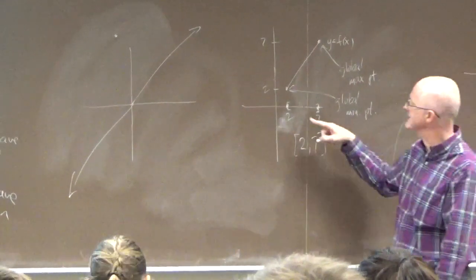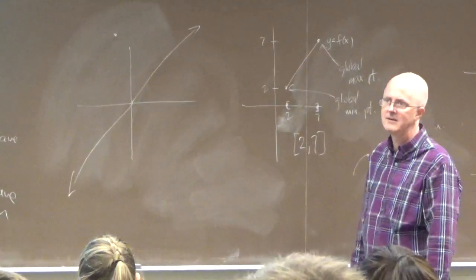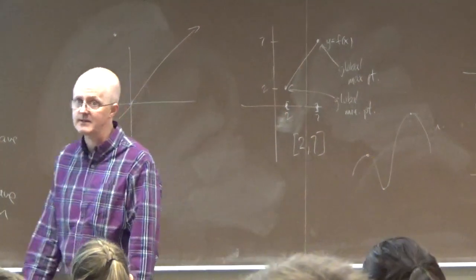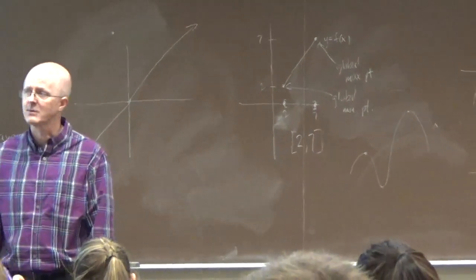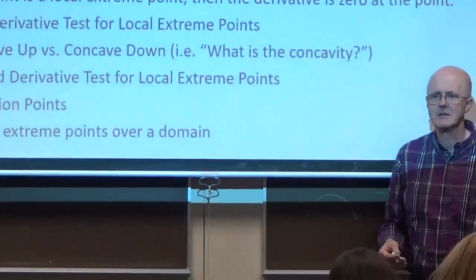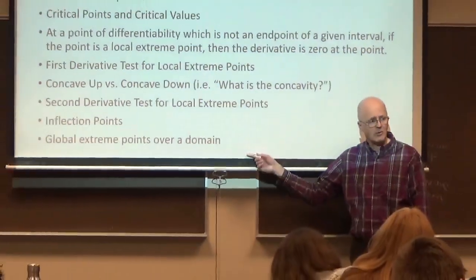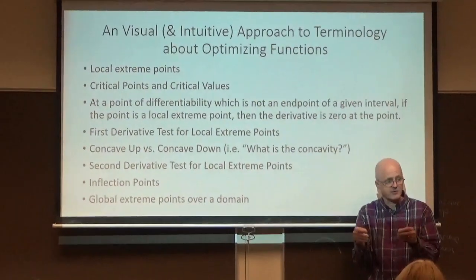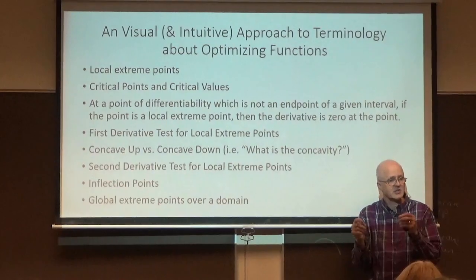Global extreme points can occur at endpoints. And endpoints are not critical points in the way I've described so far. When you're talking about global extreme points, where is the graph absolutely highest or lowest? Those don't always occur at the critical points. If your domain is a closed interval, they could occur at the endpoints. You have to check the endpoints.